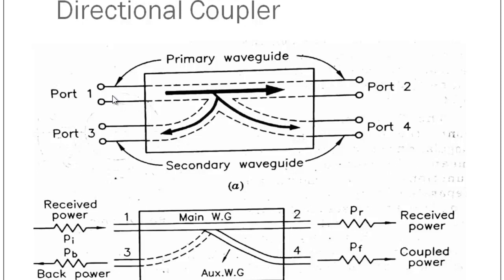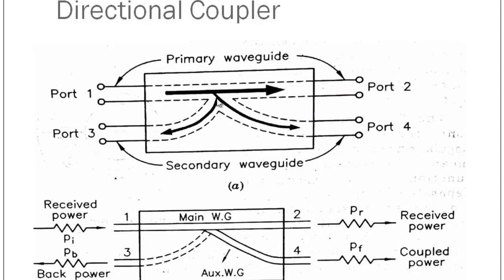When the power is input at port number 1, it is known as the input incident power. When it reaches port number 2, it is known as the received power. The power traveling from port number 1 to port number 2 is coupled through coupling holes to sample a small amount of power. When the coupled power reaches port number 4 in the same direction as the received power at port number 2, it is known as the coupled power.